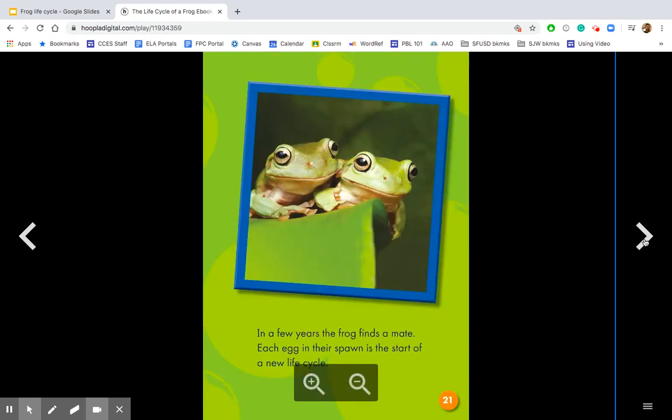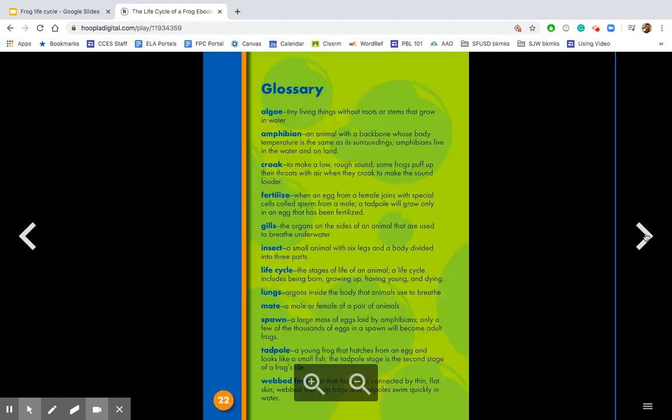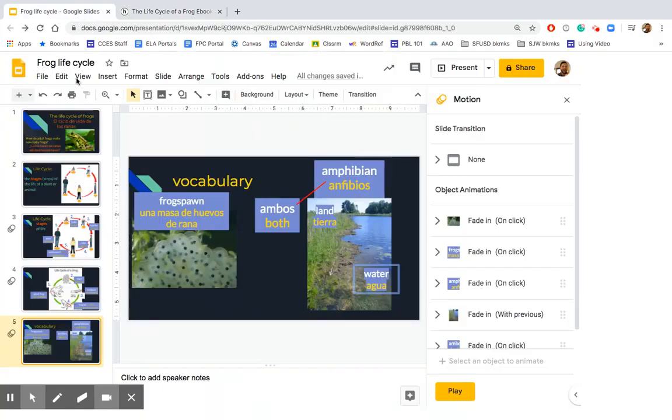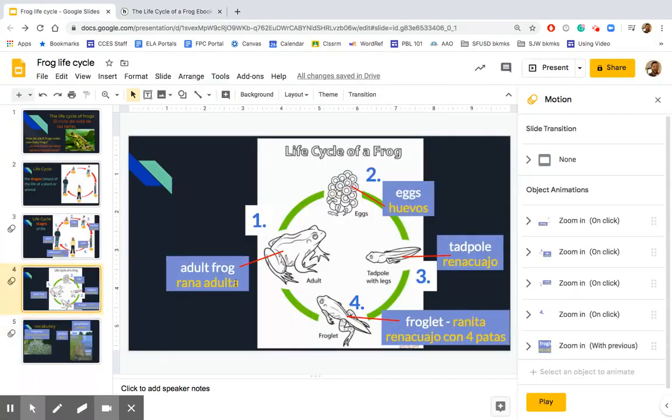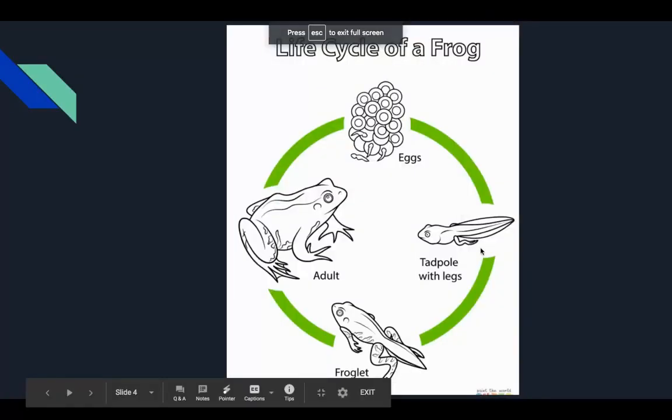In a few years, the frog finds a mate. Each egg in their spawn is the start of a new life cycle. And that's the thing about life cycles: life cycles go in circles. You start from an adult, the adult lays eggs or somehow makes baby frogs or people or plants, and then those have stages or steps in growing up to become adults, and they do the same thing. They follow the same cycle all over again.